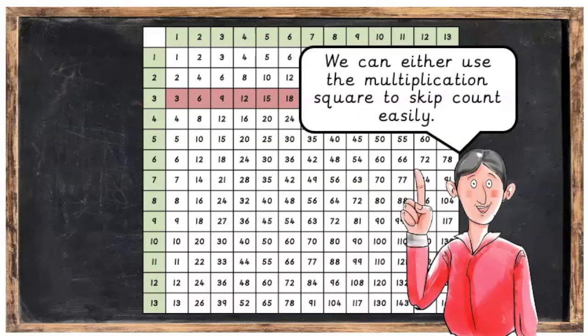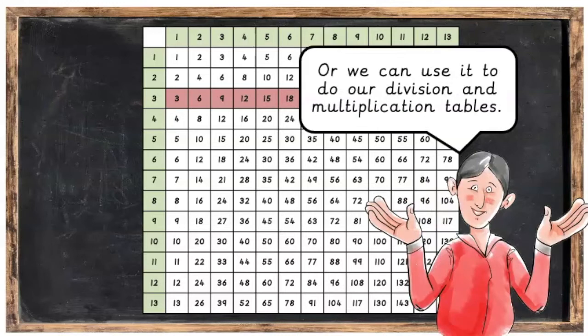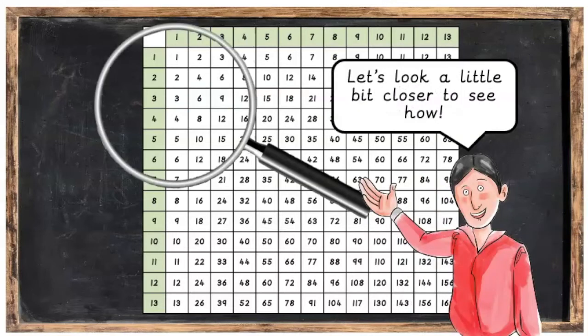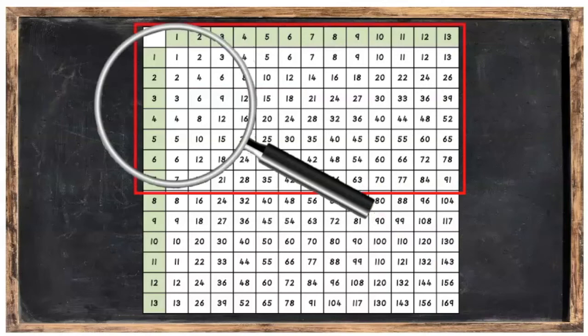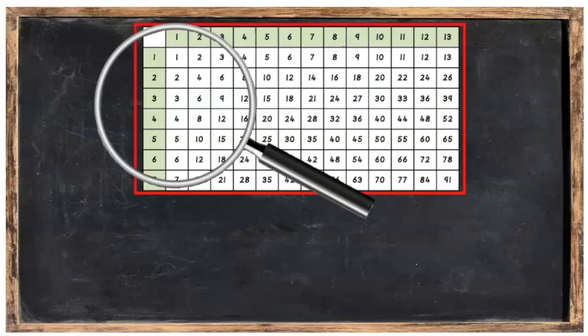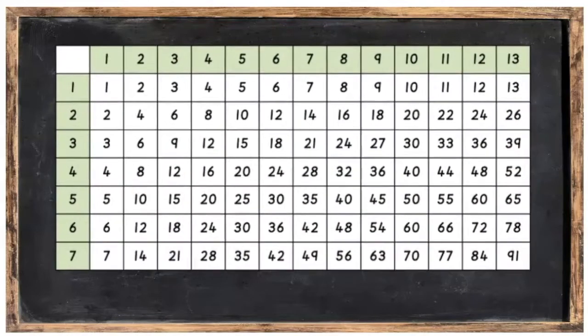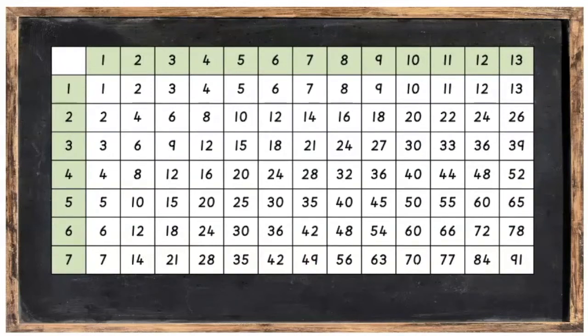We can either use the multiplication square to skip count easily, or we can use it to do our division and multiplication tables. Let's look a little bit closer to see how. So we're going to focus on this half of the multiplication square. Today we're going to focus on multiplication.